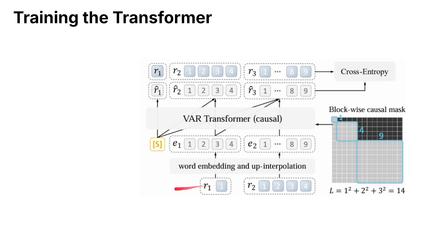The VQVA outputs. So we have a start token, and we feed it through the transformer, and hopefully we create a R1 hat, right? And R1 hat is our first token. All right, and then we use our actual R1, which only has one token, right? Because it's a scale of 1 by 1, so we use word embedding and up interpolation. What this basically means is we first translate R1 into the lookup table that we used. So instead of just being an index, it will become E1, right?